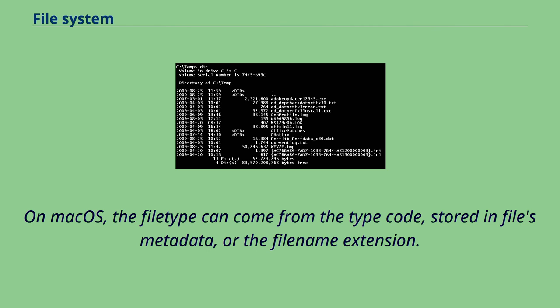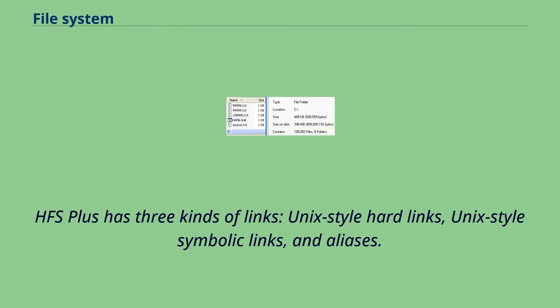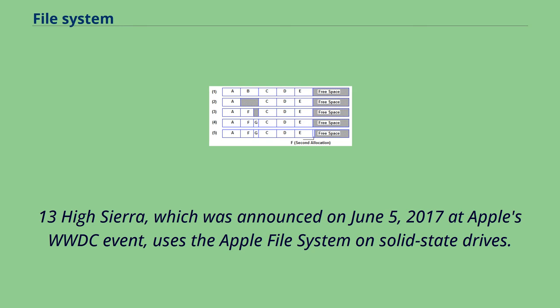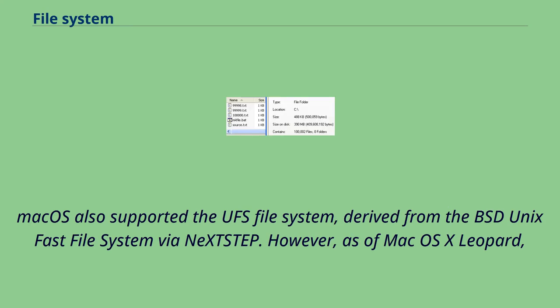On macOS, the file type can come from the type code stored in file's metadata, or the filename extension. HFS Plus has three kinds of links: Unix-style hard links, Unix-style symbolic links, and aliases. Aliases are designed to maintain a link to their original file even if they are moved or renamed. They are not interpreted by the file system itself, but by the file manager code in userland. macOS 10.13 High Sierra, which was announced on June 5, 2017 at Apple's WWDC event, uses the Apple file system on solid-state drives. macOS also supported the UFS file system, derived from the BSD Unix fast file system via NeXTSTEP.